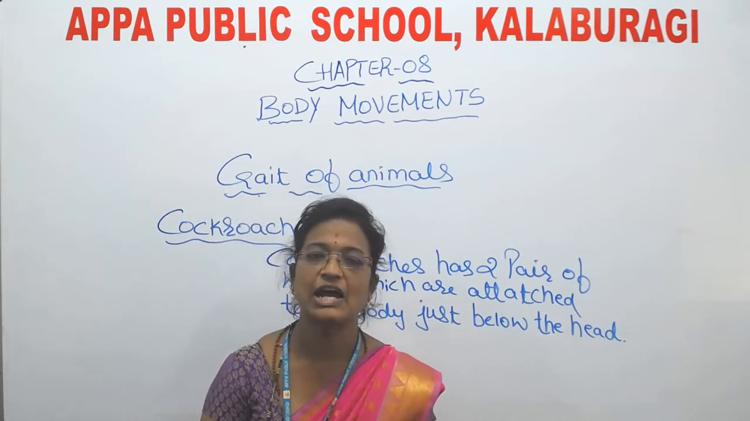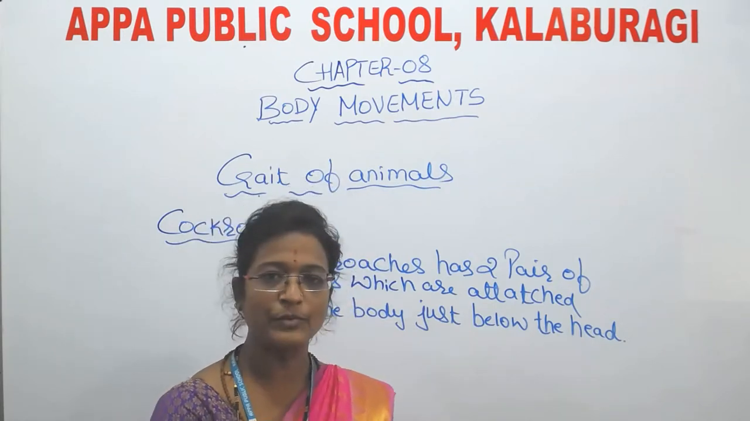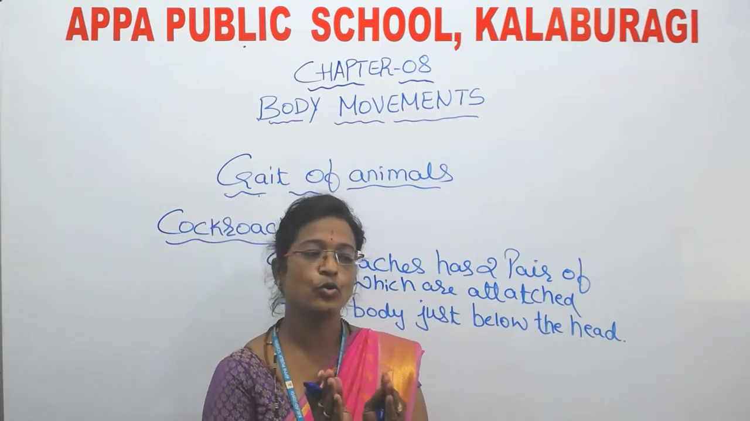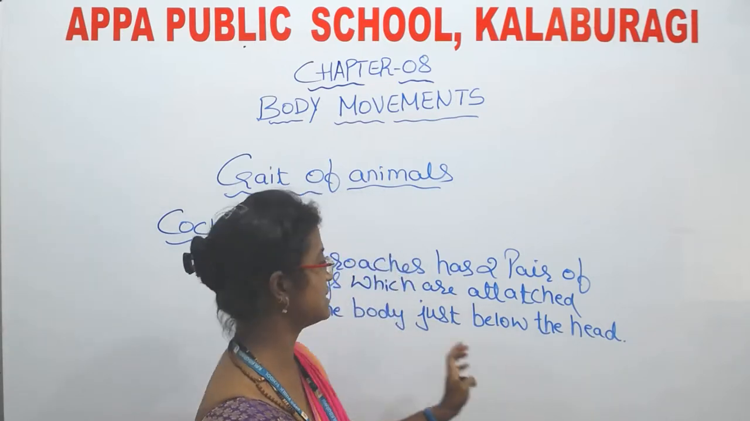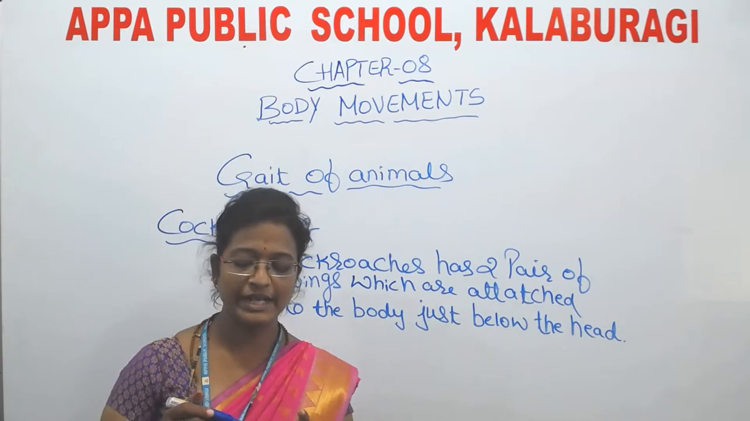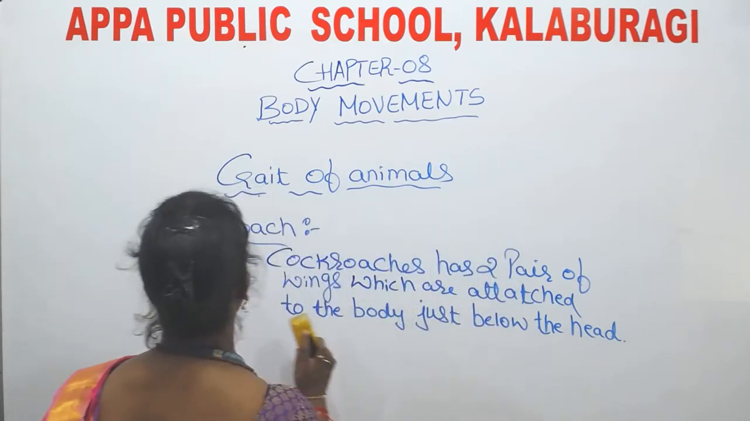So the cockroaches have distinct muscles over the legs, which help them to walk, and muscles over the wings, which help them to fly, isn't it? So this is all about cockroach. So next we will move forward and we will discuss birds.